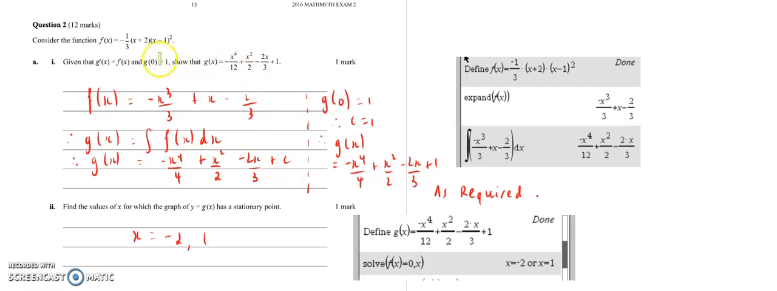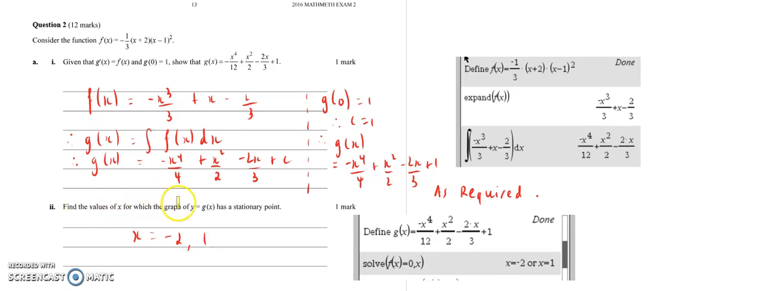I then have the y-intercept occurring for the function of g at 1. So again, if g of 0 equals 1, therefore c equals 1, and therefore g of x is as required. So please, we show that. So I know it can be painful sometimes, but you need to show as many steps as possible. Okay, why leave doubt in the examiner's mind that you know what you're doing?